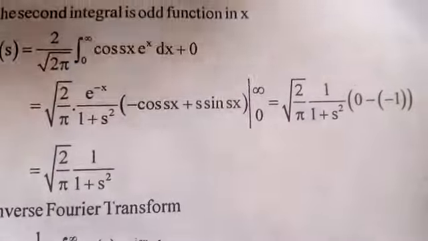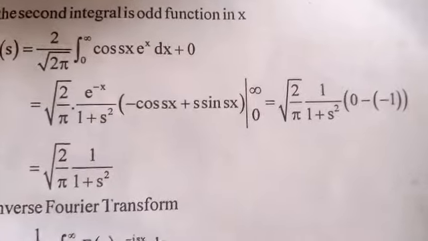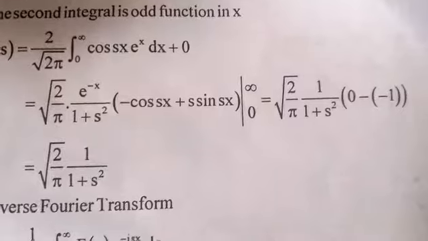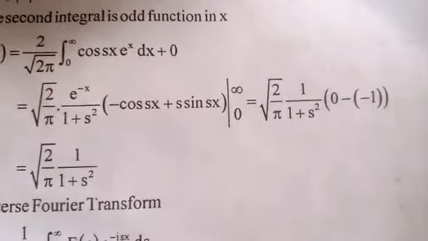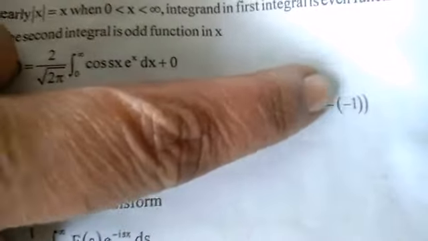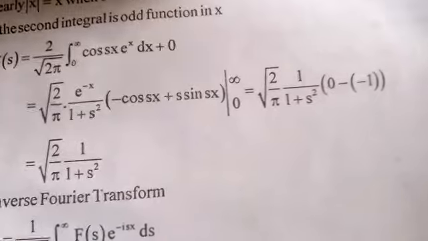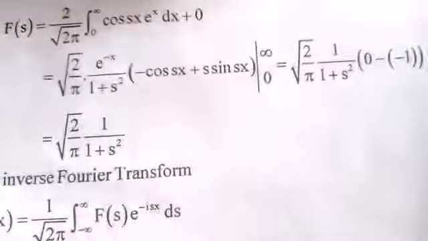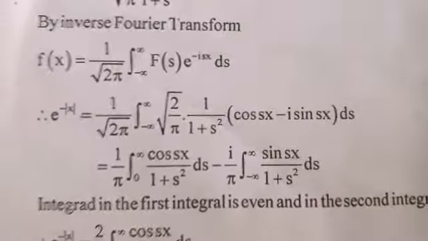Therefore, we get square root of 2 by pi into 1 by 1 plus s square into (0 minus (minus 1)). So the value becomes 1, since minus into minus becomes plus. So the value is retained: square root of 2 by pi into 1 by 1 plus s square. Next we find it out by the inverse Fourier transform.